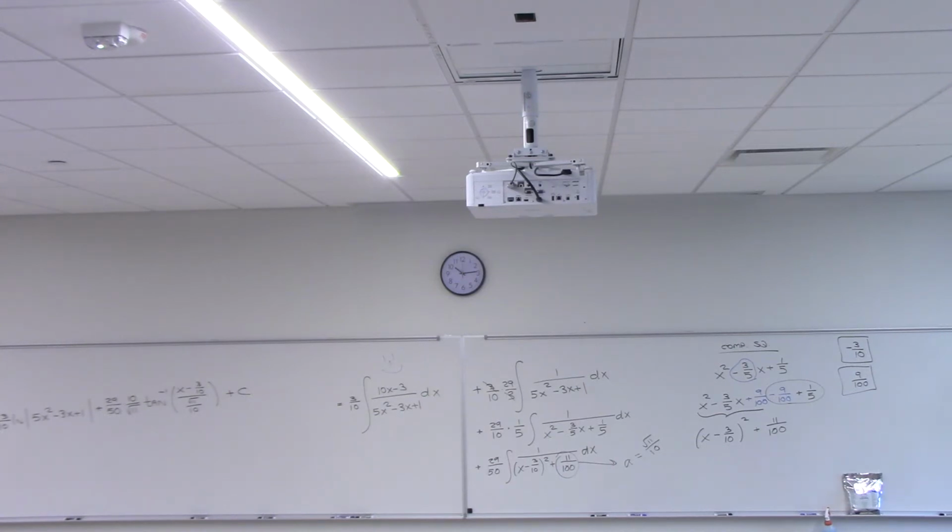What was the original problem? Integral 3x plus 2 over 5x squared minus 3x plus 1 dx. Oh, it wants pro. Why does it want pro? Wait, did I hit the wrong button or something? What happened? Hey, not bad. Not bad.